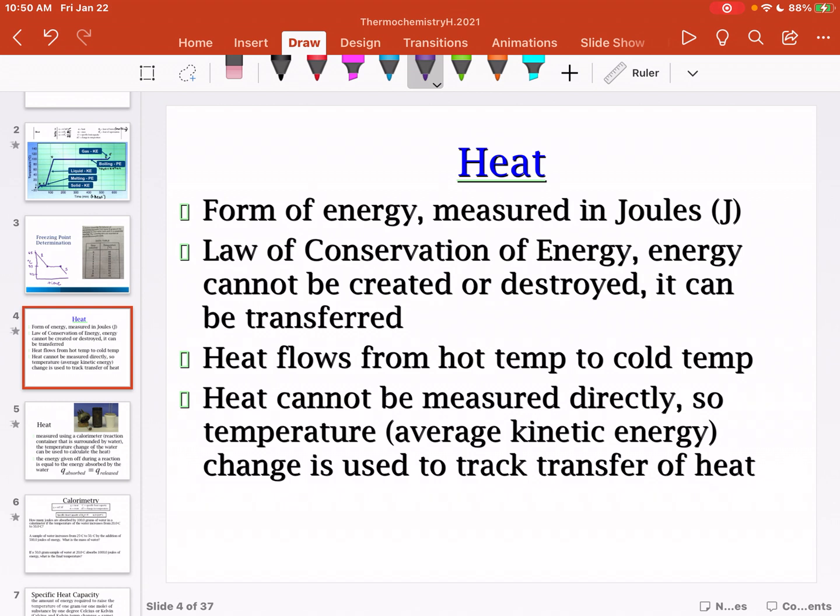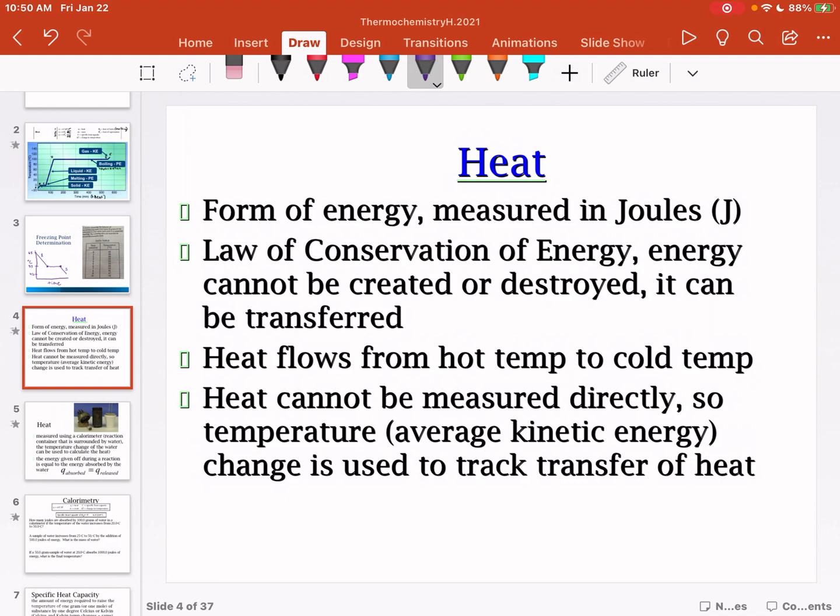So how is heat energy transferred? It flows from the hot object to the cold object, and hopefully you know that. In other words, when we put an ice cube into a glass of water, the heat flows from the water to the ice cube. You can't have cold transferred, or cold doesn't flow, but heat does flow. So it would go from the water to the ice.